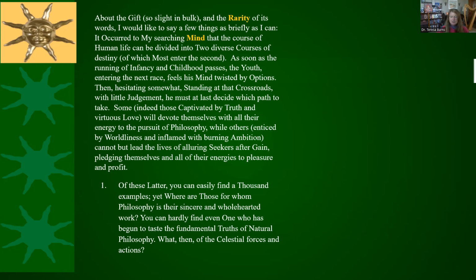After he has flattered Maximillian, he continues on saying this. He says, about the gift, meaning his hieroglyphic monad, about the gift so slight in bulk and the rarity of its words, I would like to say a few things as briefly as I can. It occurred to my searching mind that the course of human life can be divided into 2 diverse courses of destiny, of which most enter the second. These 2 courses are going to form a Y, and we're going to see his Pythagorean Y in a moment.